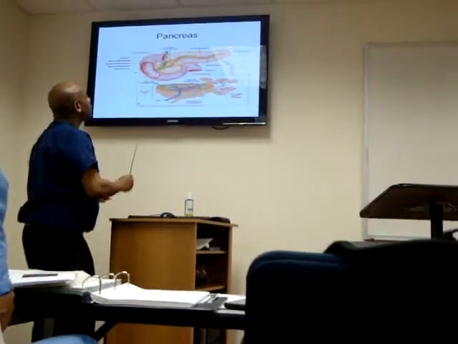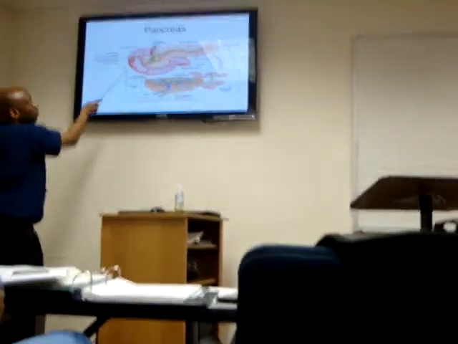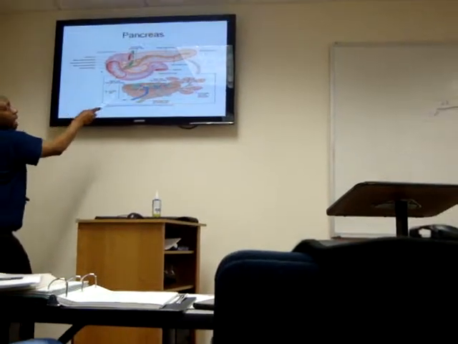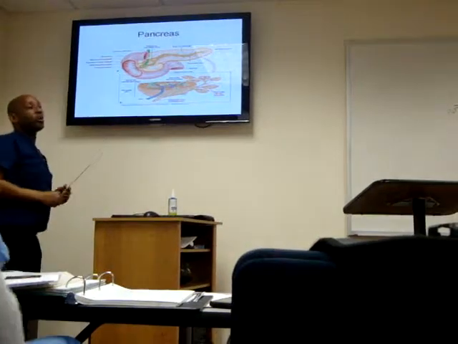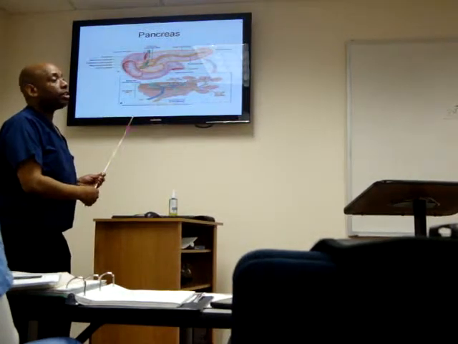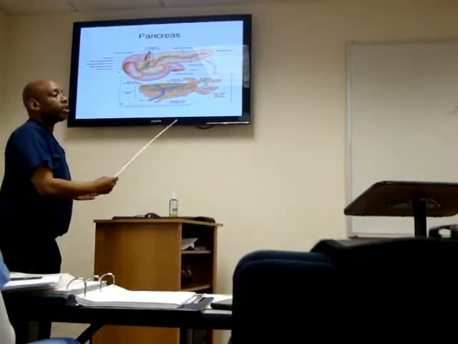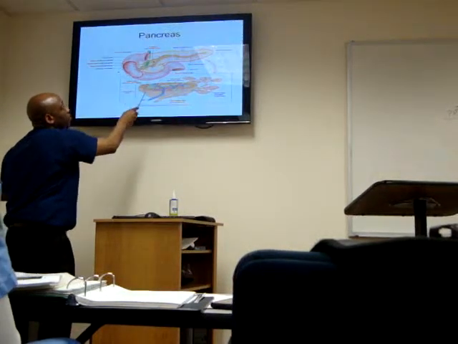Tail, like. The head sits in the lap of the duodenum. Here's the duodenum. The head sits in the lap. And then the tail is in contact with the hilum, or the opening, of the spleen. A duct comes from the head. The duct of Wirsung is the main duct.